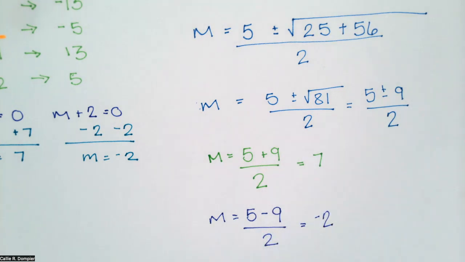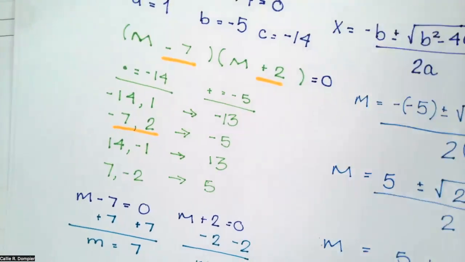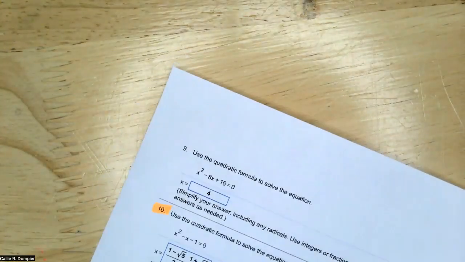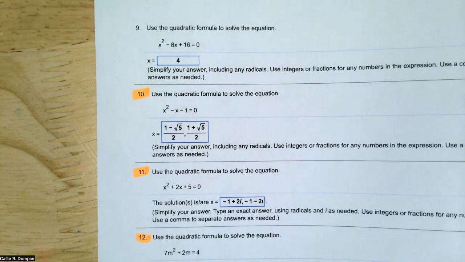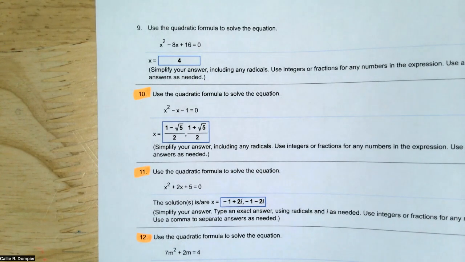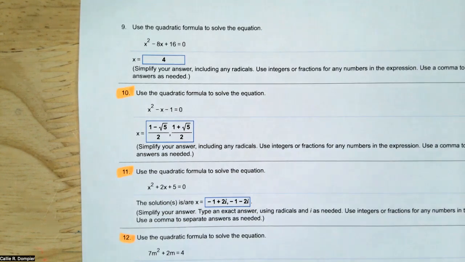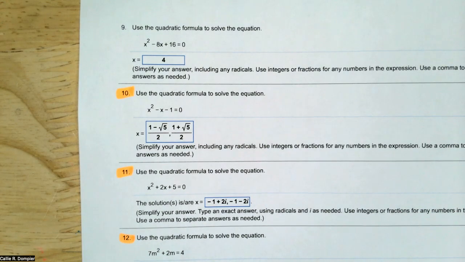So m equals 7 and m equals -2. That's for number 7. Now we're going to go on to number 10. Number 10, I have the answers right below it. So you're going to see that this one does require the quadratic formula. I can't use factoring because I don't have whole number answers or even really simple fraction answers.